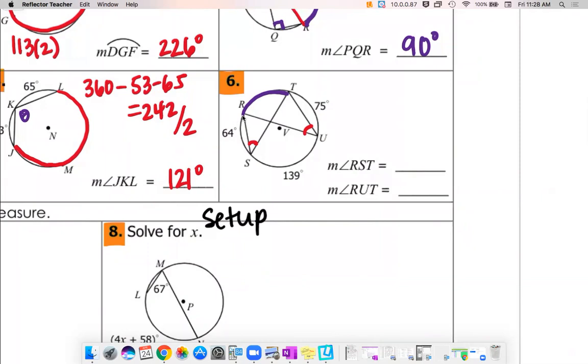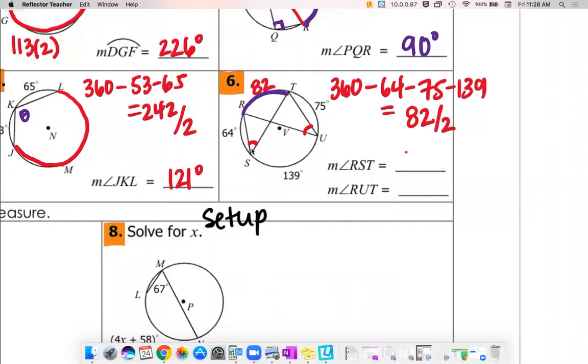And then again, it's that same process. So I know this arc is 64, this is 139, this is 75. So to get what arc RT is, I can just subtract all of them from 360. So if I do 360 minus 64 minus 75 minus 139, I get 82 degrees. So this arc right here is 82. And then remember that the inscribed angles are half. So if I just take 82 divided by 2, I get each of these are 41 degrees.